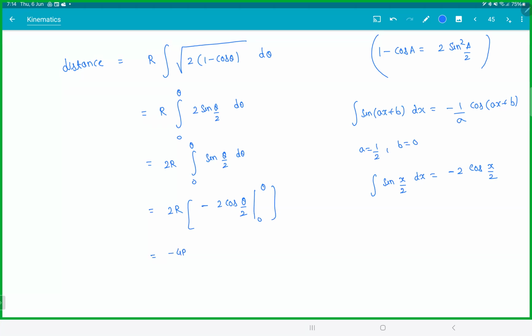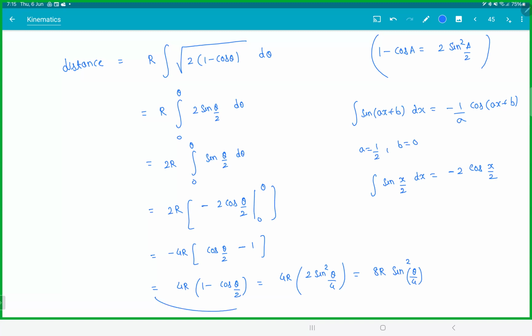This would be minus 4r. Cos 0 is not 0, huh? Cos 0 is 1. So we get 4r into 1 minus cos theta by 2. You can further simplify this. 1 minus cos theta by 2 is 2 sine square theta by 4. So the answer would be 8r sine square theta by 4. That would be a final answer.